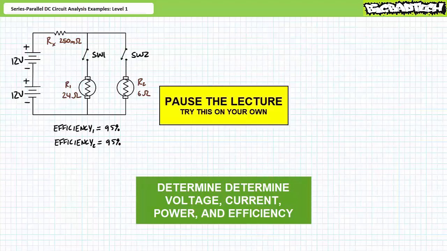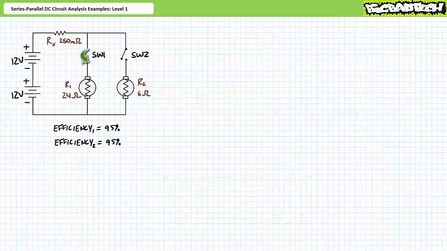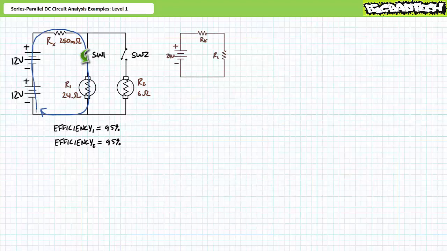If you're tracking, you should have obtained the following results. Part 1, switch 1 closed, switch 2 open. The closure of switch 1 places Rx perfectly in series with R1.